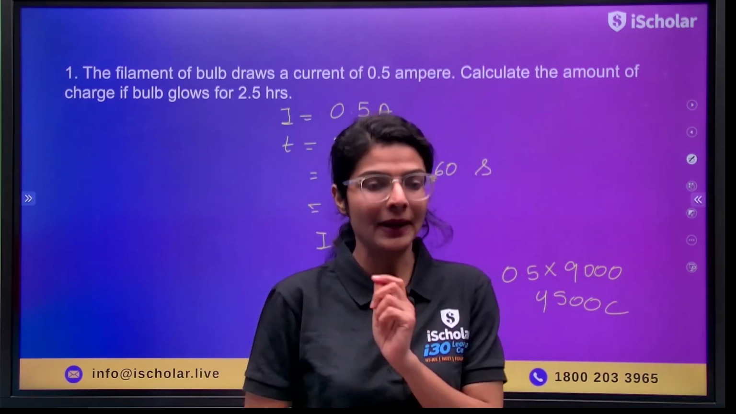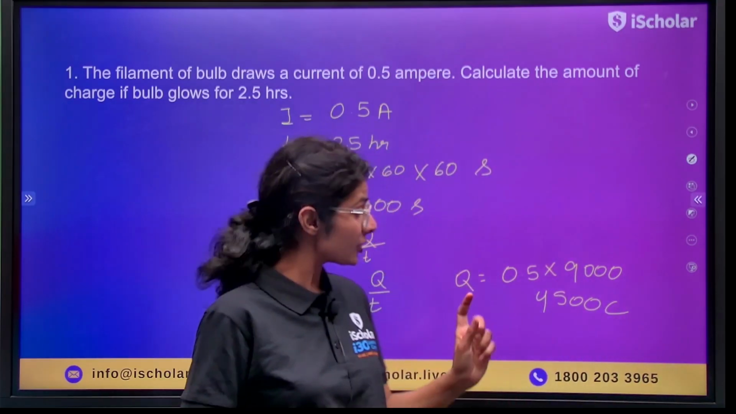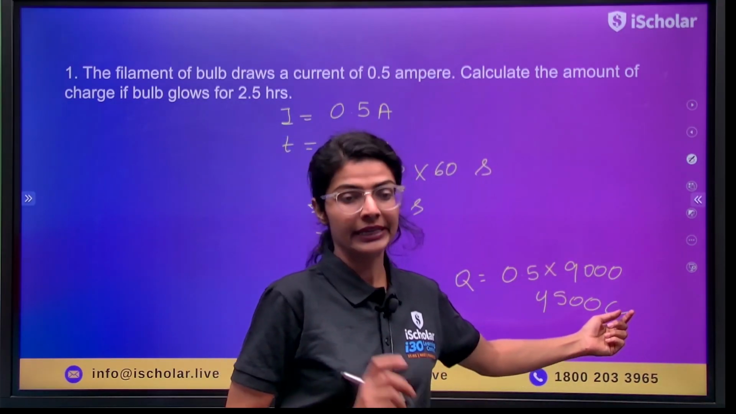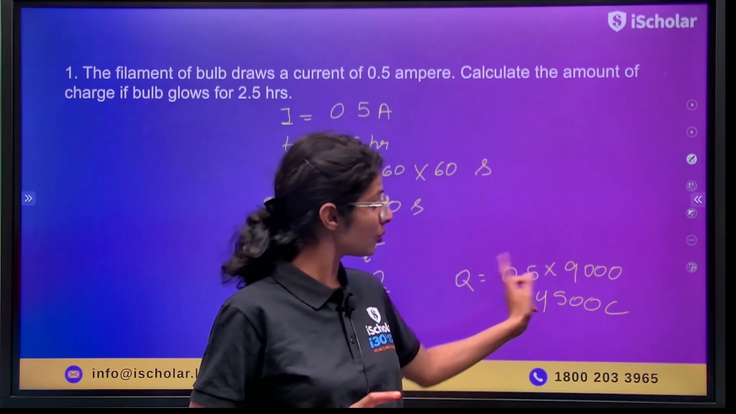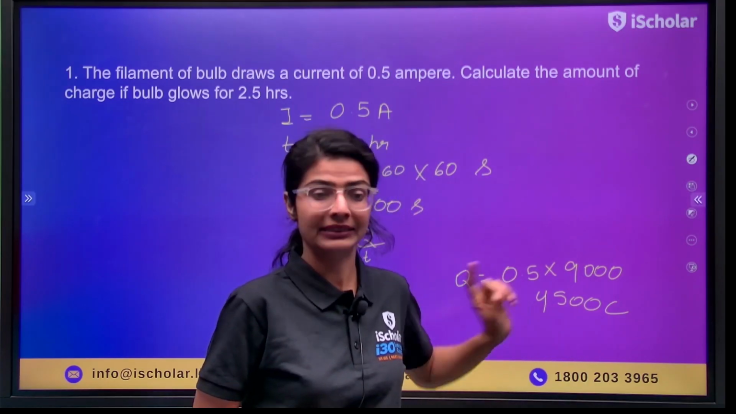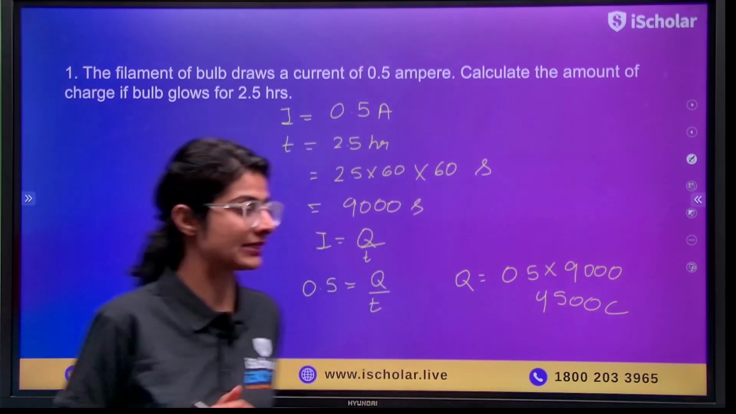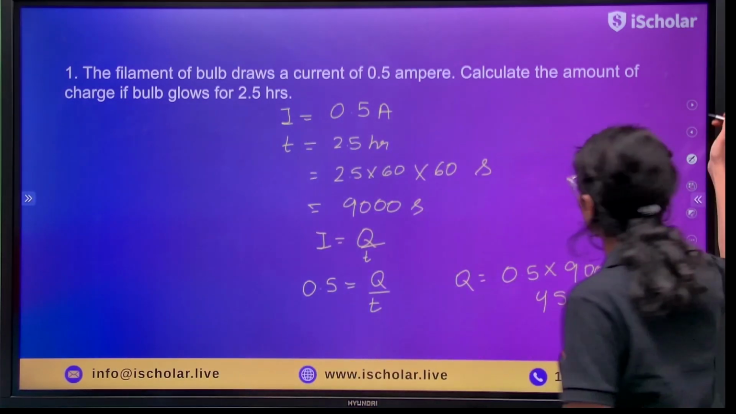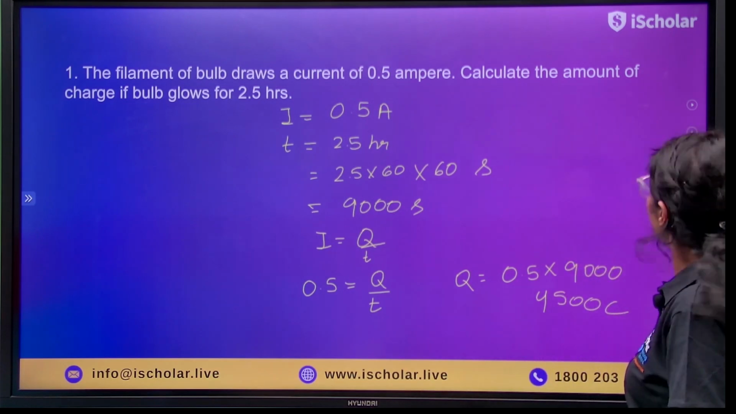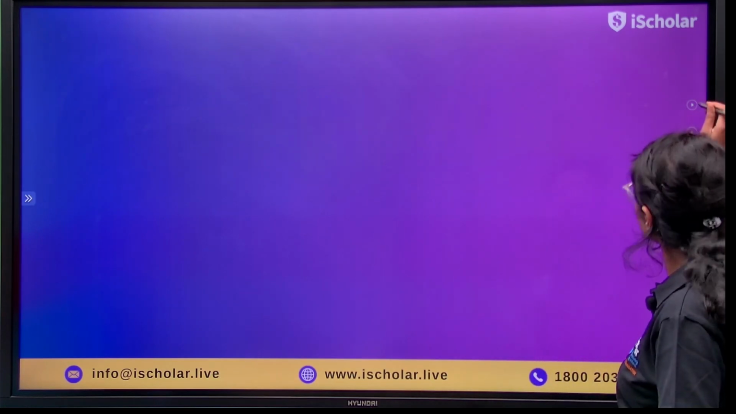Again, a tip which I want to give you is, make sure you write the unit behind it. If you are talking about the charge, make sure you write coulomb after it. That is important. Do not miss it. Okay, so I hope you people got this. Let's just come to the next question.